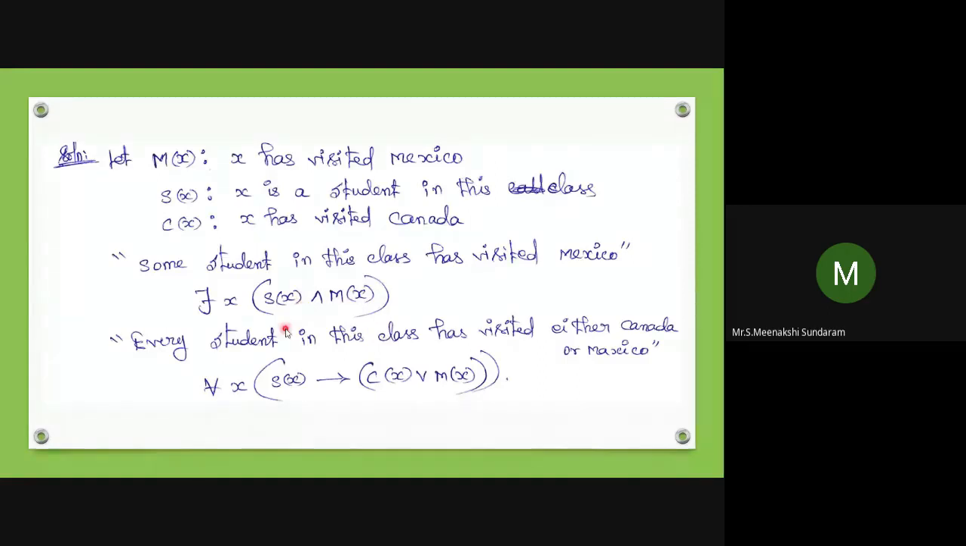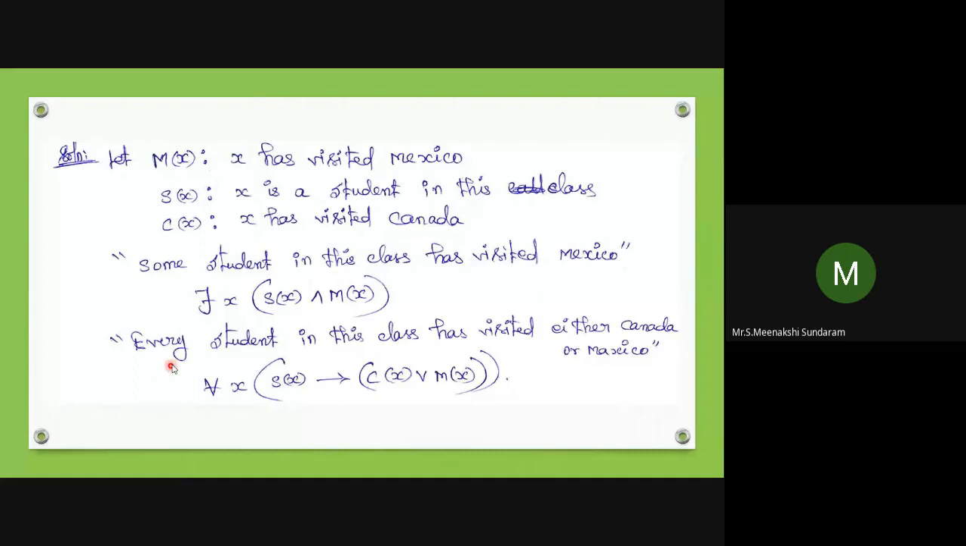If he has visited Mexico or not visited Mexico, either true or false, the output is always false. Only if he is in this class and has visited Mexico is the statement true. That is the key point to remember. If it says "some", you write a conjunction. If it says "all", you write a conditional. Repeatedly they ask this in 2-mark questions: a statement is given, and you convert it into symbolic form.